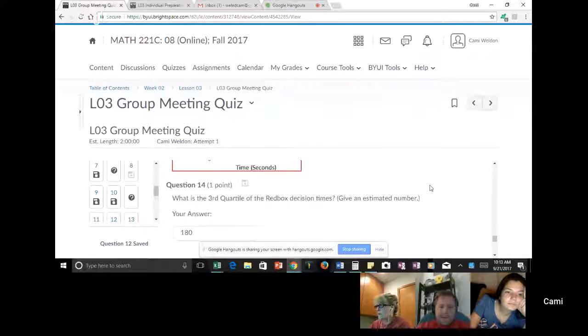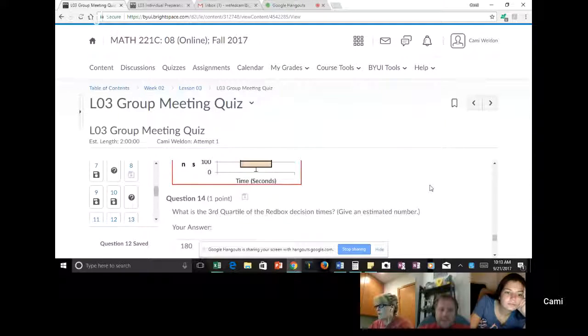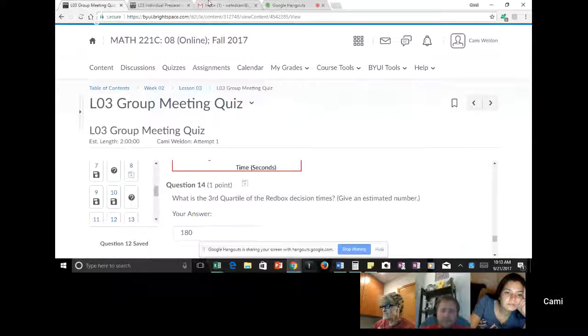Okay, so the third quartile then would be like 180. Yeah, that's my guess right there. Are you guys good with that? Does that seem right? Yeah.